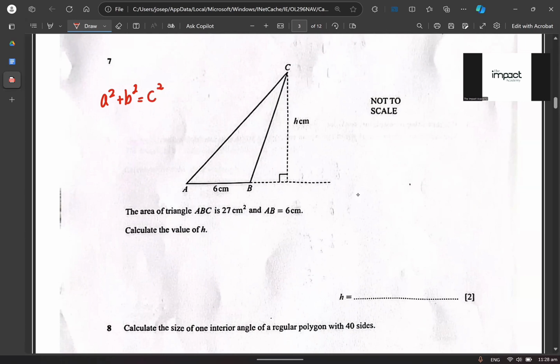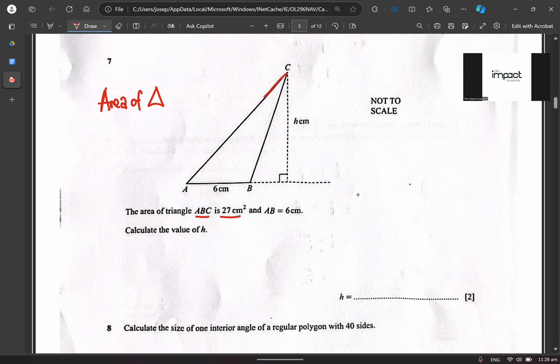Over here, they say the area of triangle ABC is 27. In fact, no, they're not even testing you on Pythagoras Theorem. They're just testing you on the simple area of a triangle. You get what I'm trying to say?